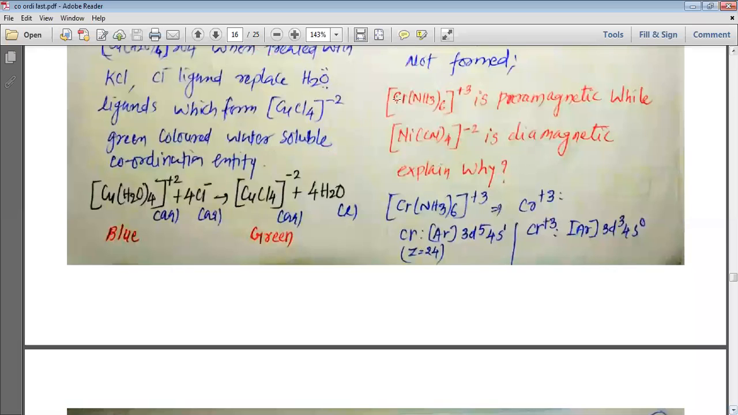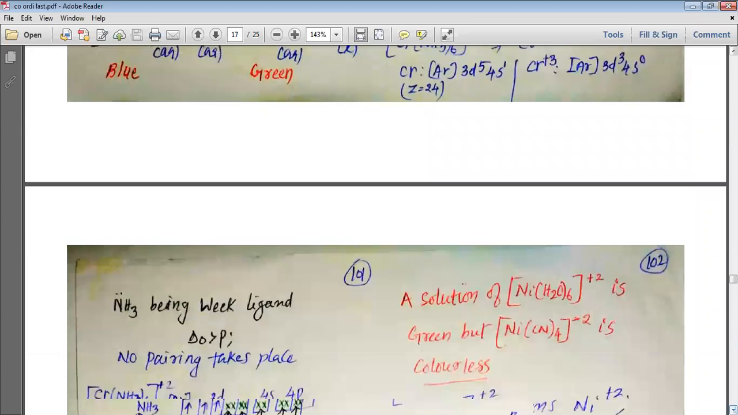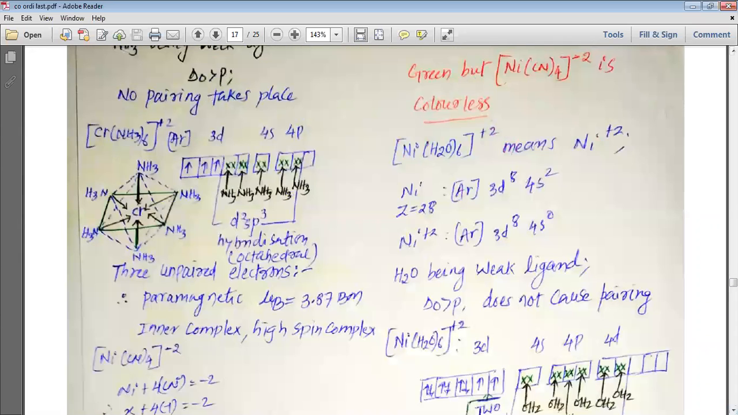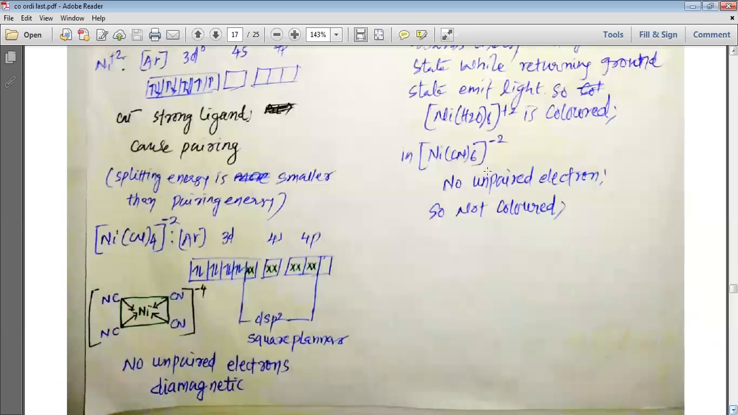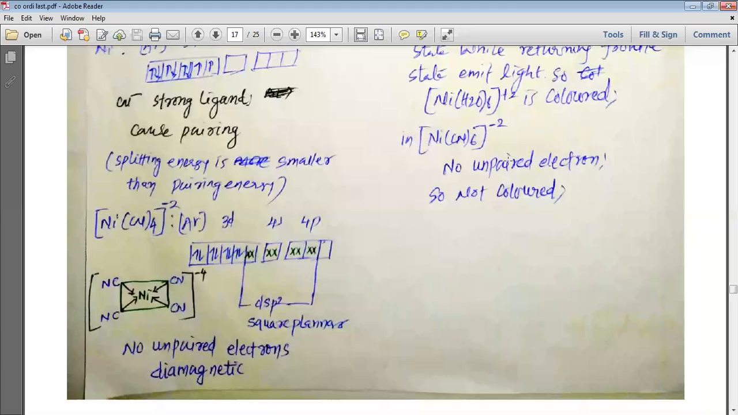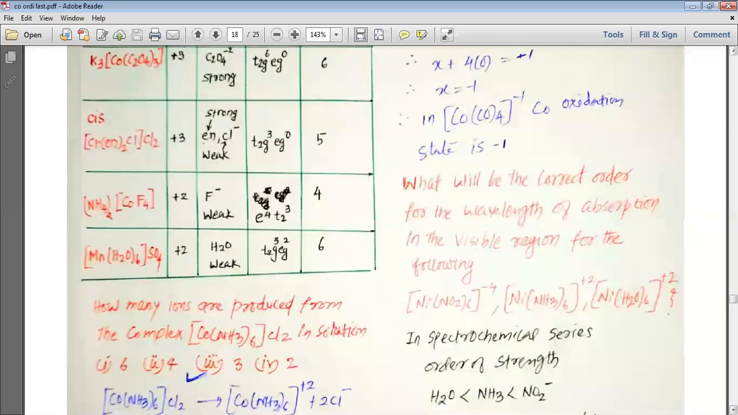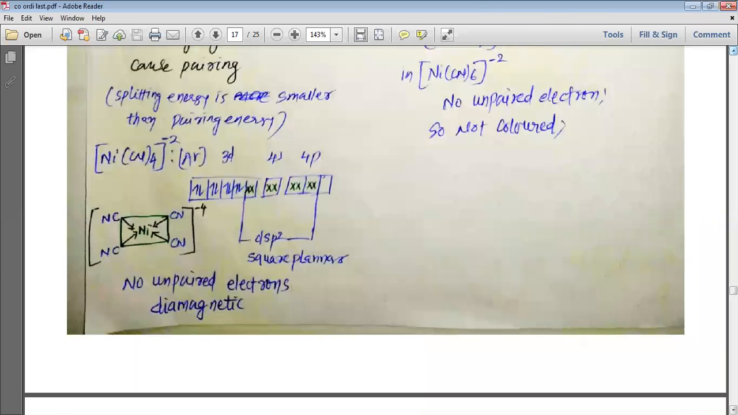We have even studied the paramagnetic character of Cr(NH3)6 3+ and Ni(CN)4, which is diamagnetic in nature, with a detailed study of these compounds. We have also studied that the solution of Ni(H2O)6 2+ is green, but Ni(CN)4 is colorless, as discussed with the help of the number of unpaired electrons. As there are no unpaired electrons in Ni(CN)6 2-, it was found to be colorless. So this is the revision of all that we studied in yesterday's class.